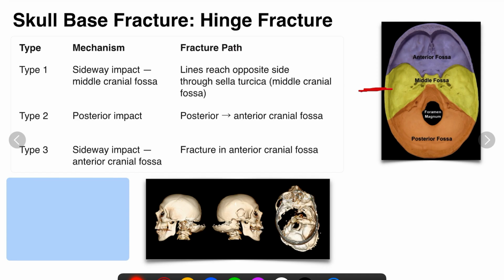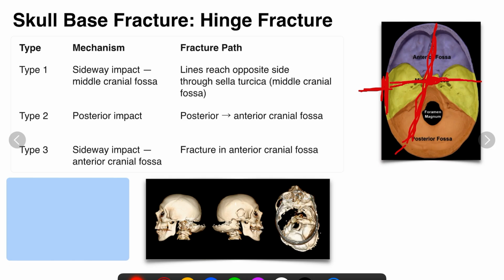Whenever there is a sideways impact in the middle cranial fossa, the fracture line goes from the middle cranial fossa through the sella turcica, which is the pituitary, to the other side of the middle cranial fossa. So the fracture line occurs in this lateral part of the middle cranial fossa and goes all over. This was type 1. Type 2 is whenever a posterior impact occurs, then the fracture line goes from posterior to anterior cranial fossa. This is type 2.